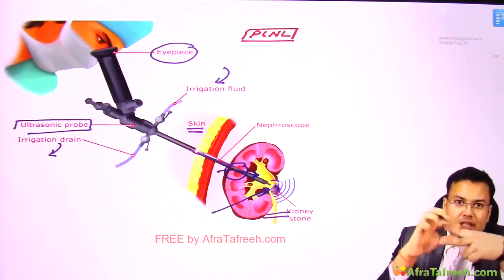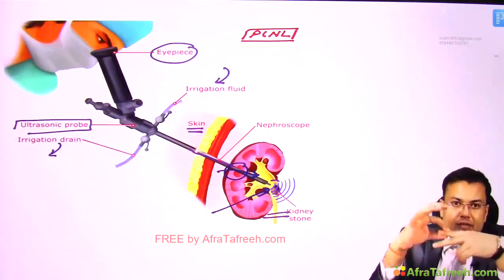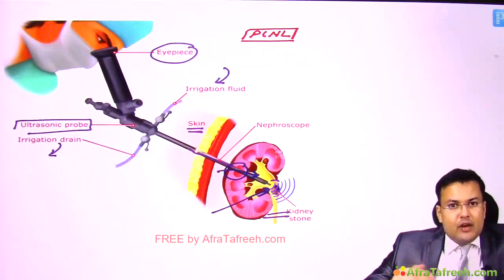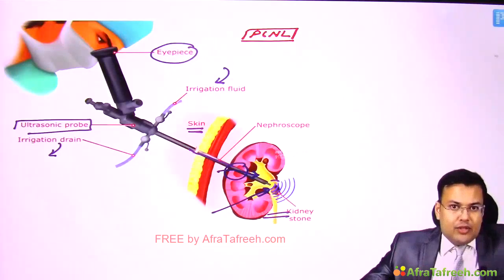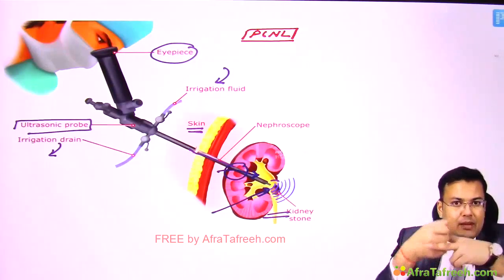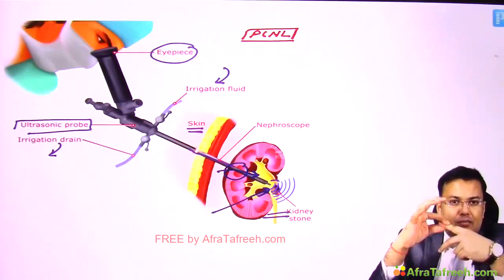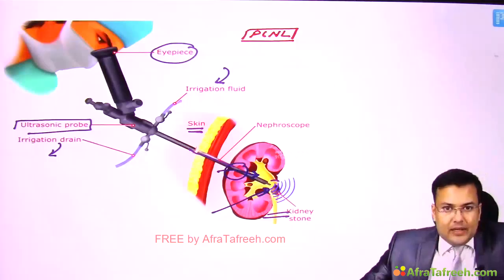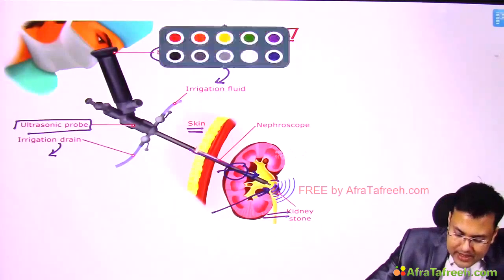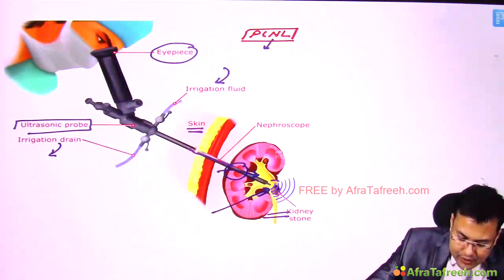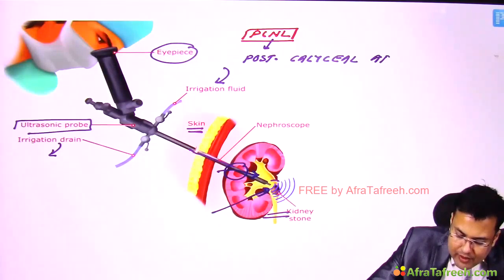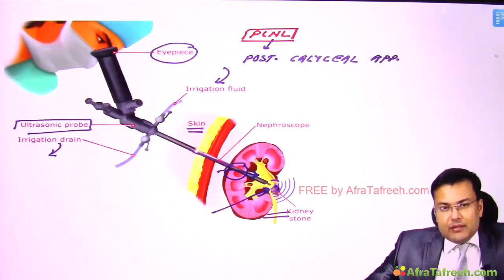You are going to injure this artery. Which branch? Posterior branch of renal artery. So we have two approaches: posterior calycial approach, posterior pelvic approach. Which one is preferred? Posterior calycial approach, because in posterior pelvic approach there is increased risk of which artery? Posterior branch of renal artery. Clear? Okay, so in PCNL we are going for which approach? Is the posterior calycial approach. Why? To prevent the injury of posterior branch of renal artery.